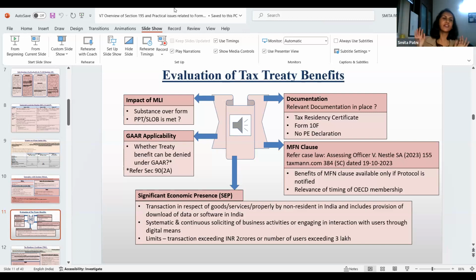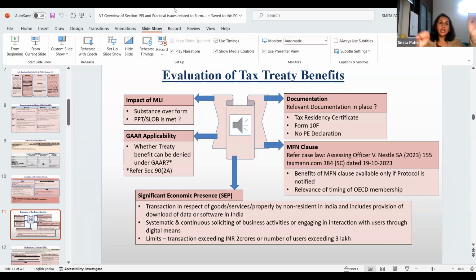Now we say that we have to take the treaty rate, because as per the Finance Act, the rates have increased for this financial year. That is 20% specifically for royalty and FTS. So we want to take the treaty benefit. We want to take the lesser rate. So we will have to evaluate the tax treaty benefits for those cases.